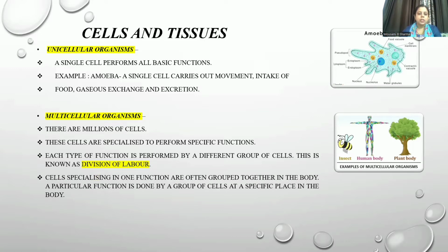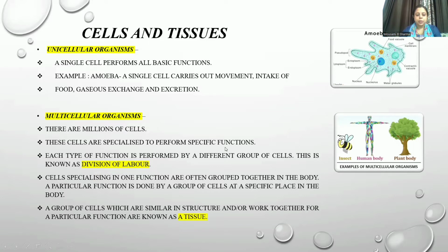All those cells which perform a particular type of activity are located and grouped together in a particular position in the body, and their structures are also the same. So all those cells which perform similar activities, which have the same location, as well as the same structure, are known as tissue. So what do we mean by the term tissue? Tissues are those cells which perform similar activities, their location is the same, and their structure is also the same.